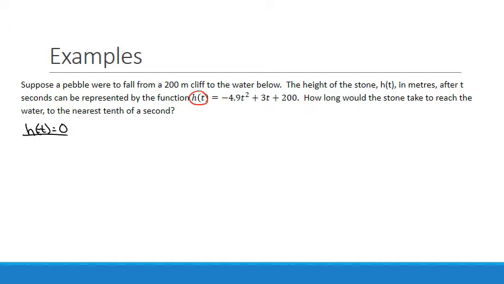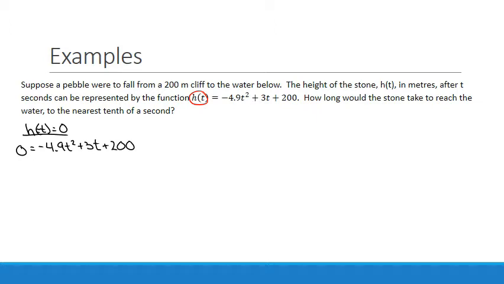So I can plug that in. 0 equals negative 4.9 t squared plus 3t plus 200. So now we've taken this quadratic function. It's a function because it had h of t in it, or y. That'll make more sense next chapter. We'll get into that more. But I've turned it into an equation by placing the 0 in there.